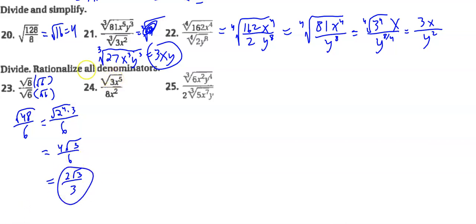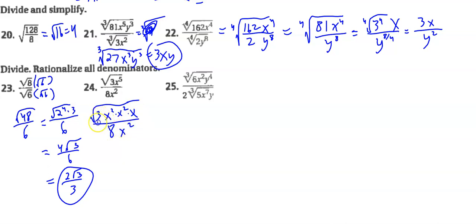So this one's rationalized, but we need to divide. I think that numerator can be simplified a little bit. So this would be x to the 5. Well, you can think about this in a number of different ways. Square root of 3 times x squared times x would be one way of thinking through that if you want to.